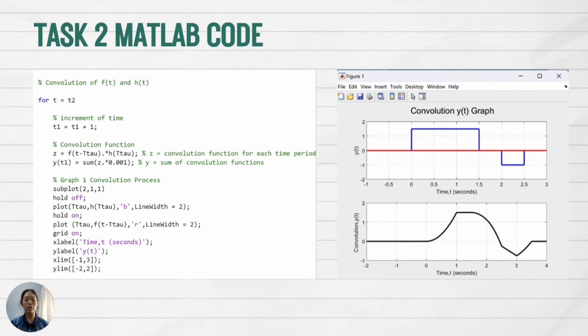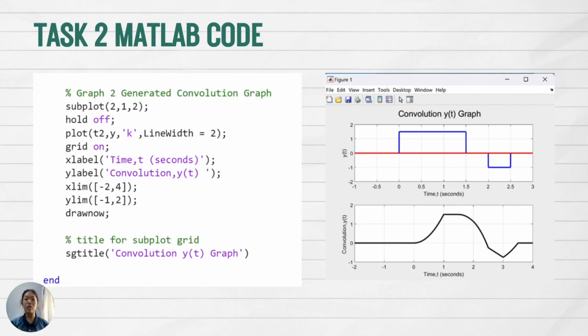In order to perform the convolution of the f(t) and h(t) signals, we define the convolution function for each time period as z. z equals f in brackets t minus t tau, multiplied by h(t tau). In order to obtain the final convolution function, we need to sum it up. So we write y(t1) equals sum of z multiplied by 0.001, and then we will obtain the graph by plotting it. So the first graph is the convolution process graph, where we show our convolution process. And the second graph is the generated convolution graph, which is the output of our convolution process.